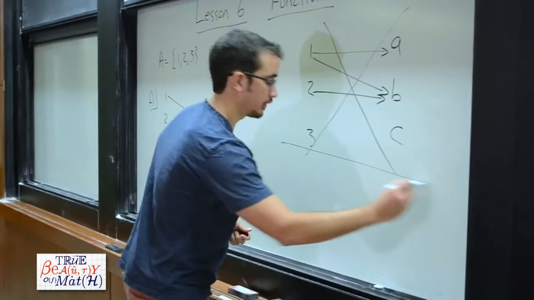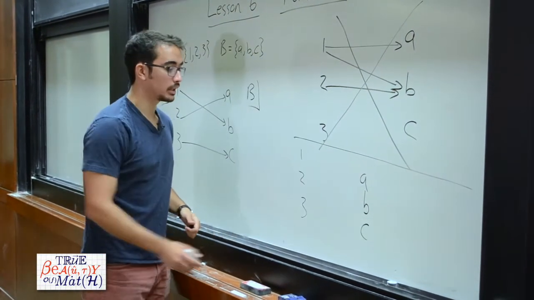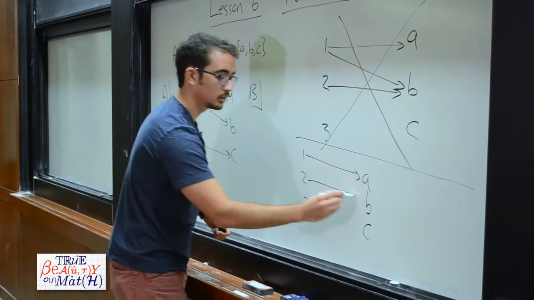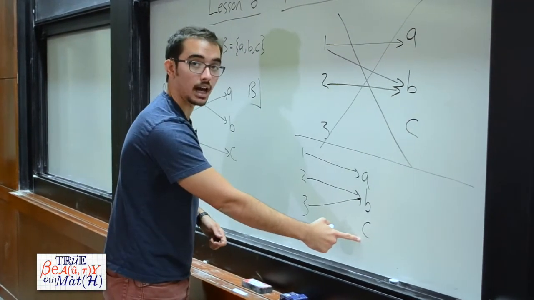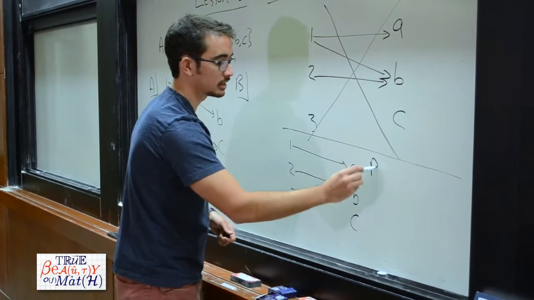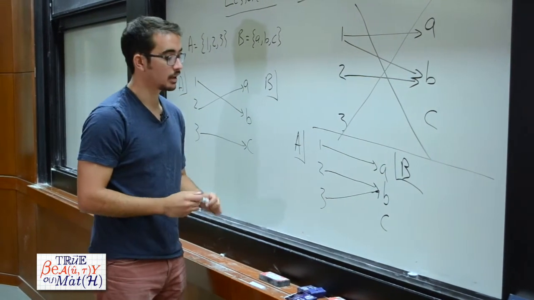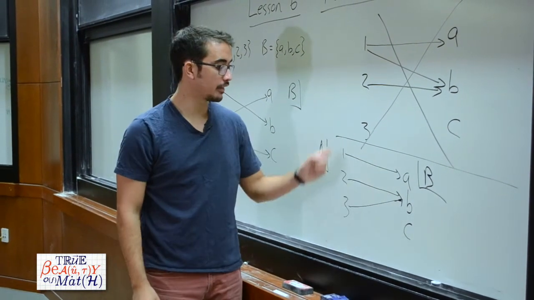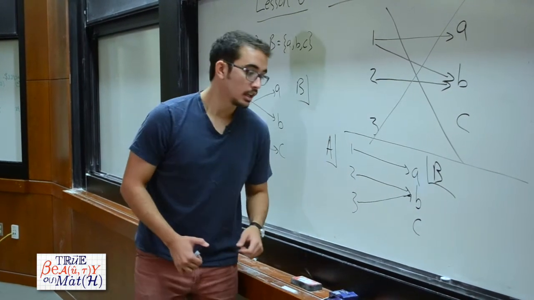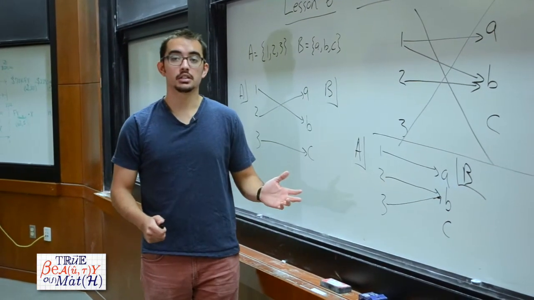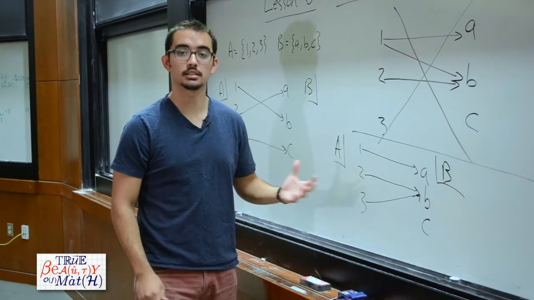So as another example of a function, we have 1, 2, 3 and a, b, c. We can send 1 to a, 2 to b, and 3 to b as well. Now, c in B is not hit by anything in A, but that's entirely OK. Everything in A is sent somewhere, and every element in A is sent to only one element in B, and so this is a perfectly good function. There are more general definitions of functions between more general sets, and we give those in the written lesson, but this gives the gist of what a function is all about.